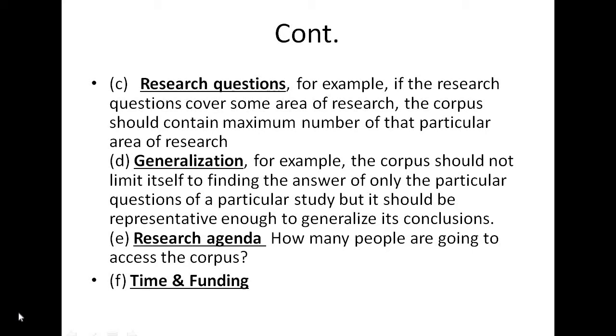Naturally, every kind of research tries to make some kind of generalization at the end, because we cannot make a study for a very limited kind of data. A good research is of such nature that at the end we can generalize our results for the same kind of research. Then a research agenda means how many people and what kind of people are having access to our corpus. Time and funding is also important.